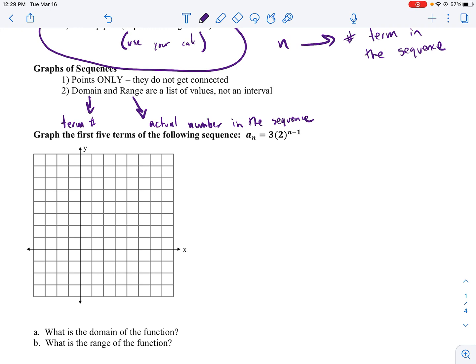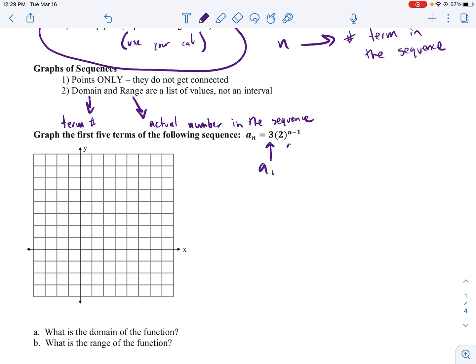So anyway, here's our first taste of a geometric sequence. So a sub n is equal to 3 times 2 raised to the n minus 1. Okay, so 3 is our first term.